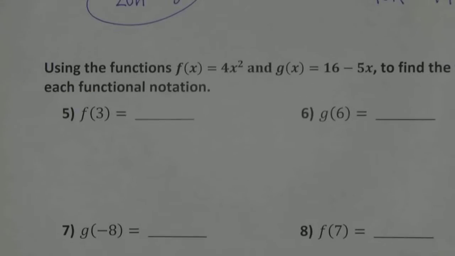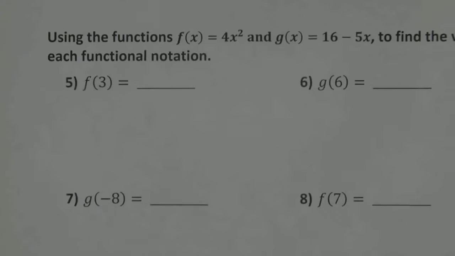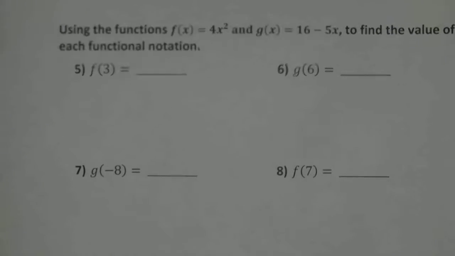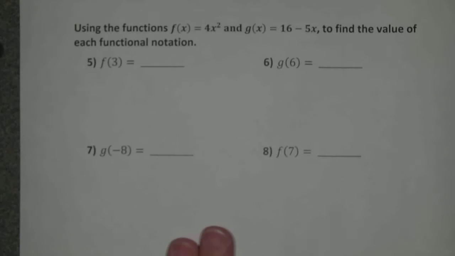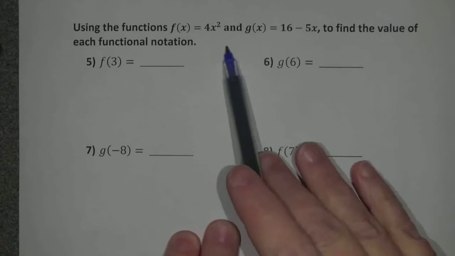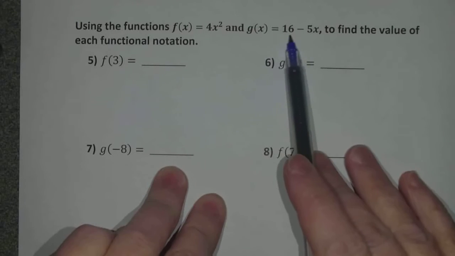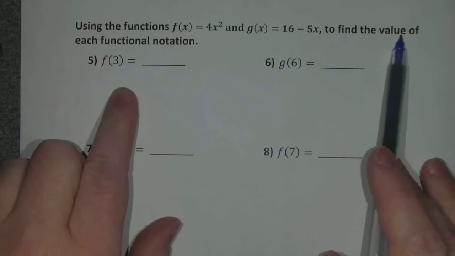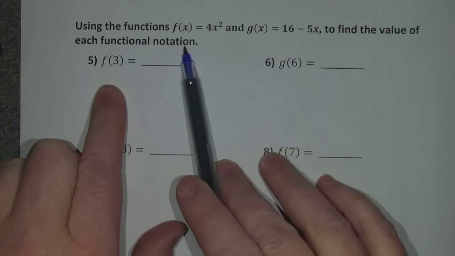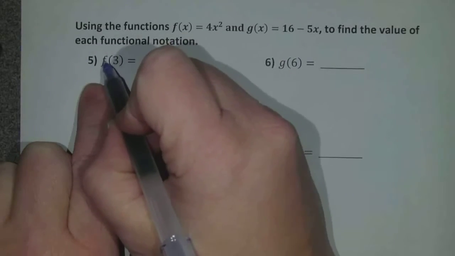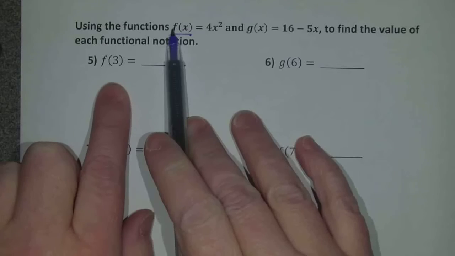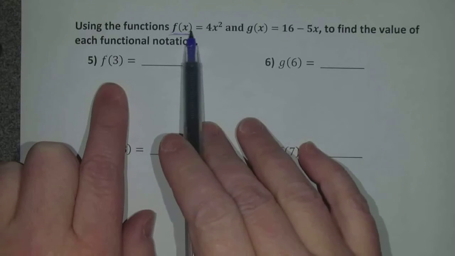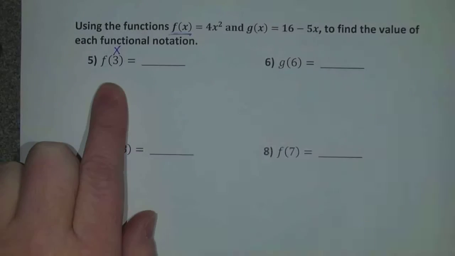All right, this next part right here is function notation. I just want to take a look up at the instructions up here at the top so we know exactly what we're doing. It says using the functions f of x equals 4x squared and g of x equals 16 minus 5x, find the value of each functional notation. So this says f of 3. I want you to notice up here that we said our notation was f of x, which means this 3 right here is my x value.